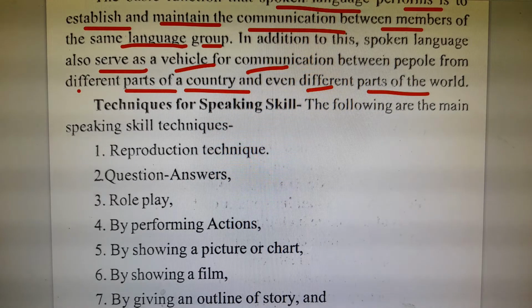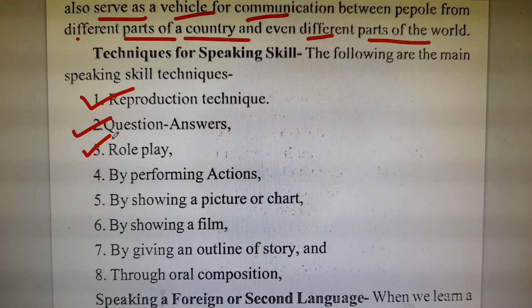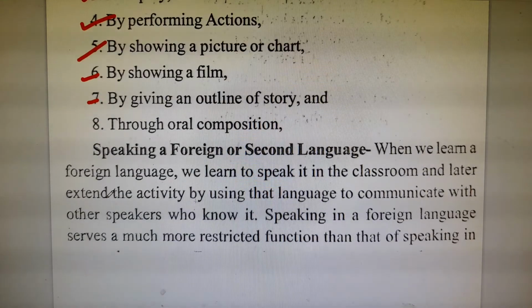Techniques for speaking skill. The following are the main speaking skill techniques: reproduction technique, question answer technique, role play by performing actions, by showing a picture or chart, by showing a film, by giving an outline of a story, and through oral composition.